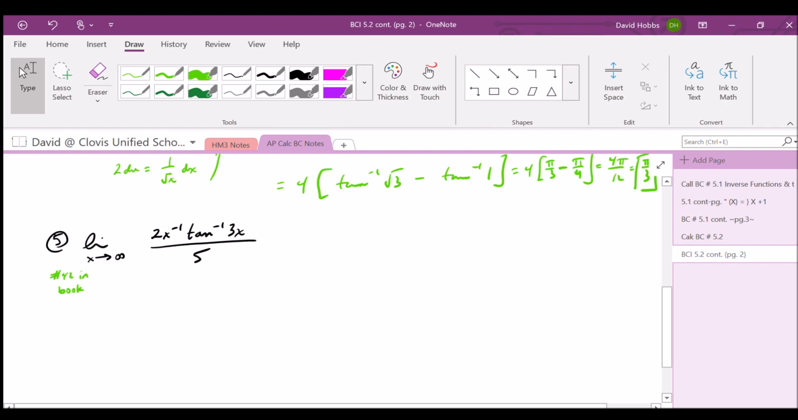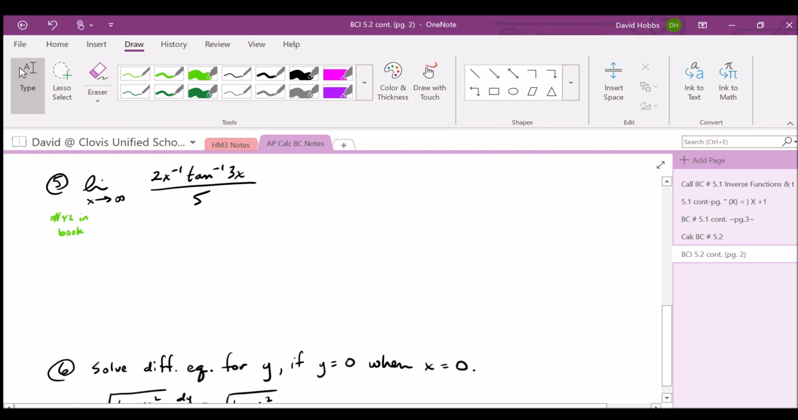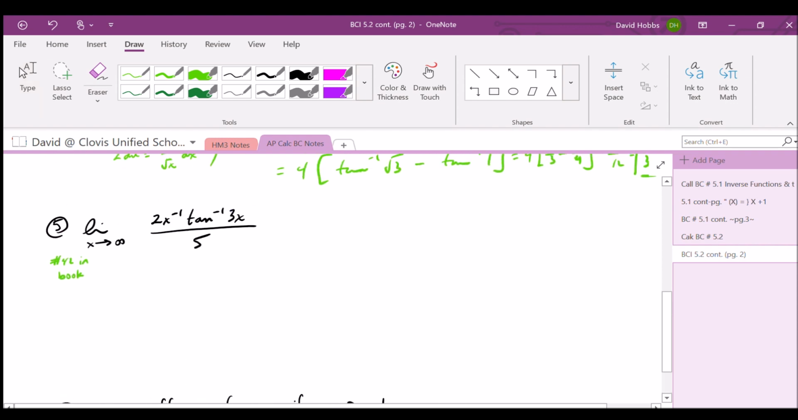Now we've got our limit. Actually, 1 limit and then 1 solving a differential equation. Sorry. Okay, so limit as x goes to infinity. Well, let's see. As x is going to infinity, this is just kind of a mess unless the top is in factored form, so I could move something to the denominator. Now, I know that it says tangent to the negative 1 power of 3x, but really that's notation for the inverse tangent. Remember, we talked about that in objective 1. It's not actually a negative 1 power. It means inverse.